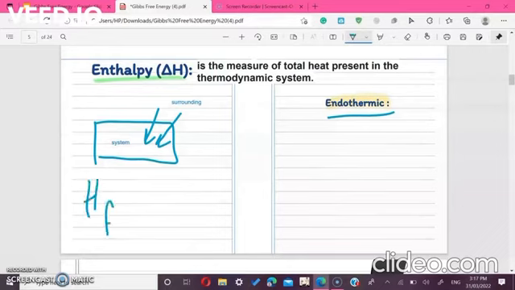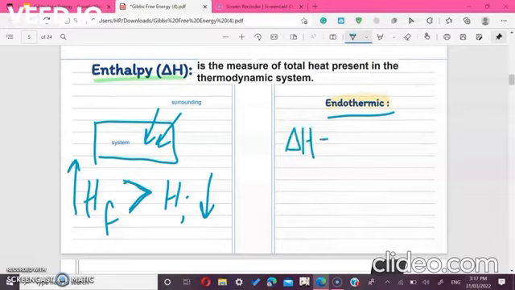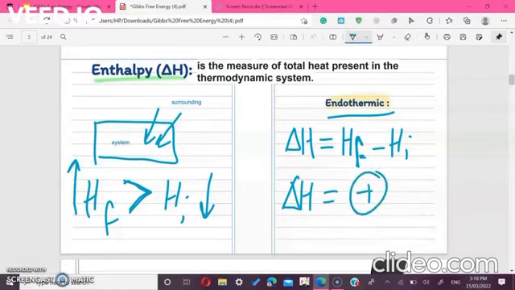Let's talk about H final and H initial. The system didn't start with a lot of energy, so its H initial is small, but H final is large since the system absorbed energy. So H final is greater than H initial. And how do we find delta H? Again, delta H is H final minus H initial. H final is larger than H initial, so delta H here is positive, and we can conclude that when delta H is positive, the reaction is an endothermic reaction.